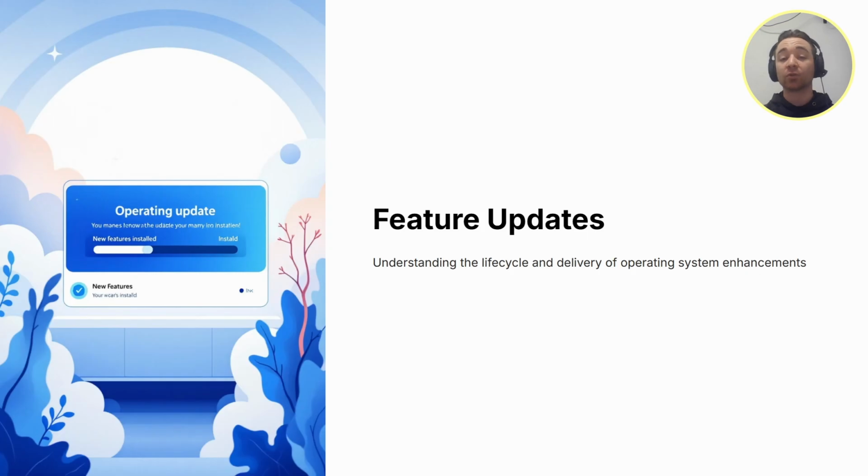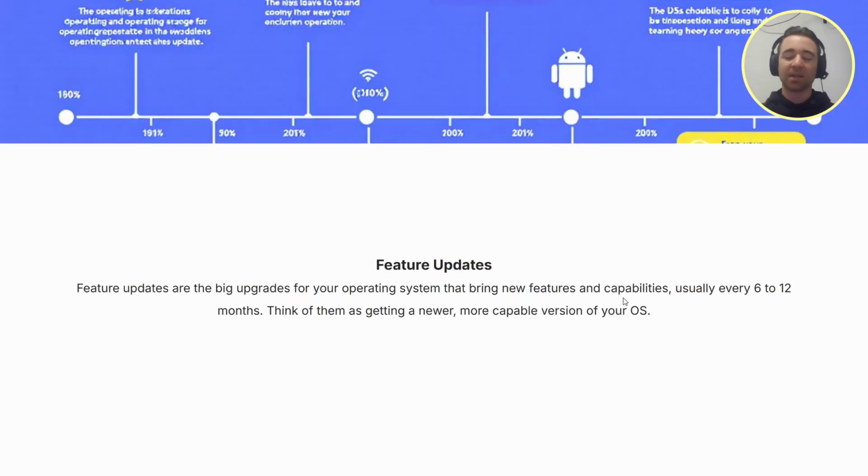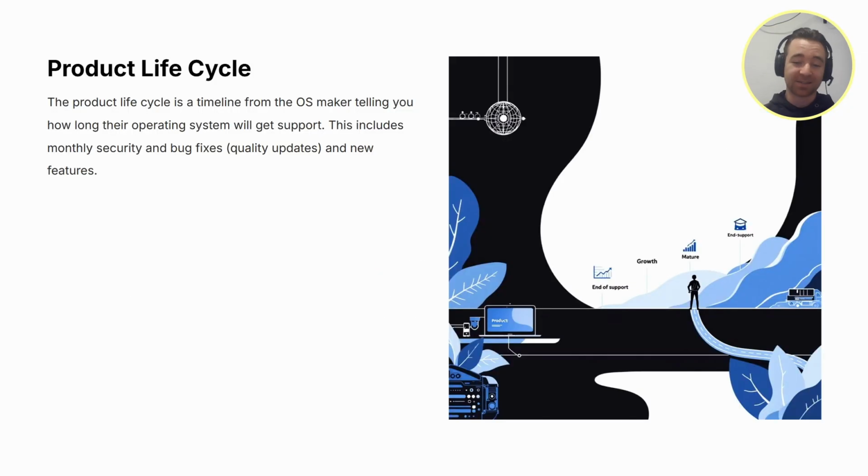Now, the final dot point here is feature updates, understanding the life cycle and delivery of operating system enhancements. We talked about this really already, but it's popping up here again. What is a feature update? A feature update is a big upgrade for your operating system that brings a lot of new features and capabilities. They'll roll out these updates that might bring new features, new capabilities, some cool new stuff you can do, some cool things that the operating system is going to do now that it didn't do before. That's pretty much it. So when you get a feature update, that's what you can expect.